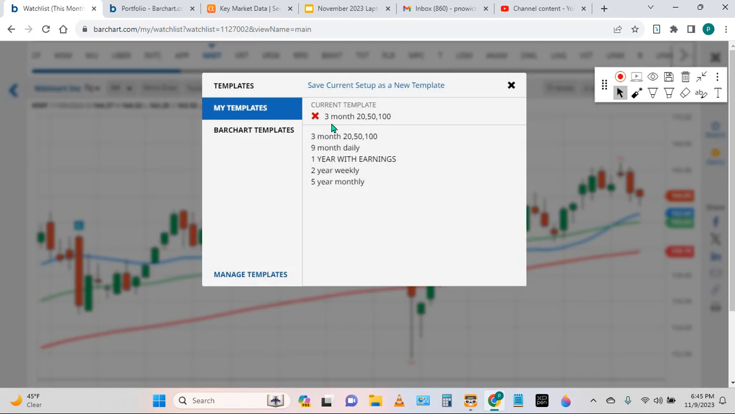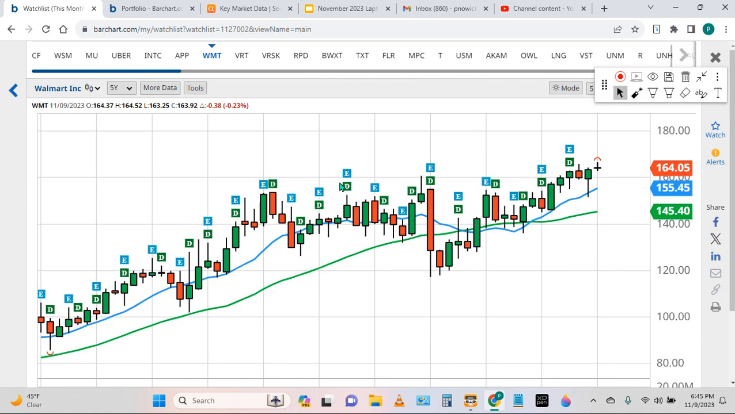Walmart is showing some pretty decent strength versus other retailers. If we look at the monthly chart, if you were to say out of everything we've looked at, people always want a guarantee or what's the sure thing. Well, over a 5-year period, Walmart would have been a sure thing.